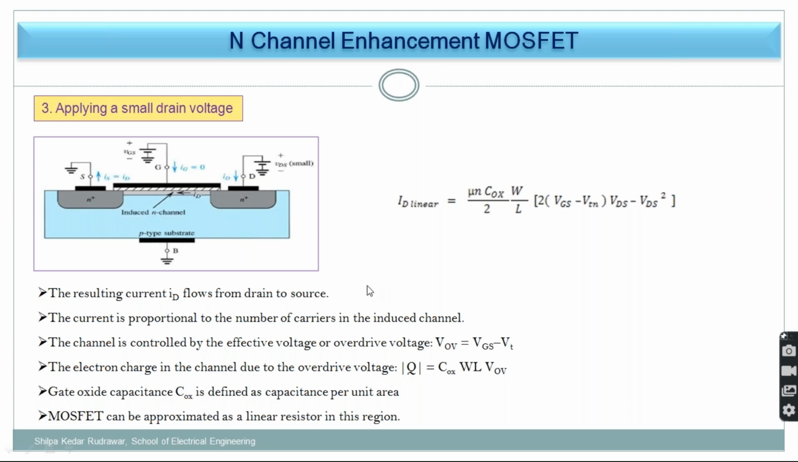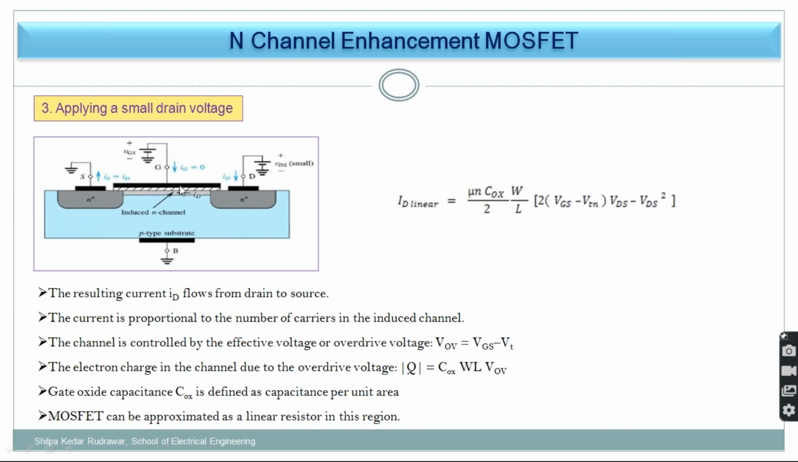The current will flow. The current is proportional to the number of carriers in the induced channel. As I told you, if you are giving more VGS, more electrons will be accumulated over here, and more charge carriers are present, meaning current will be more. The channel is controlled by the effective voltage. What is the effective voltage of this channel? I am giving VGS, but what is the effective voltage?